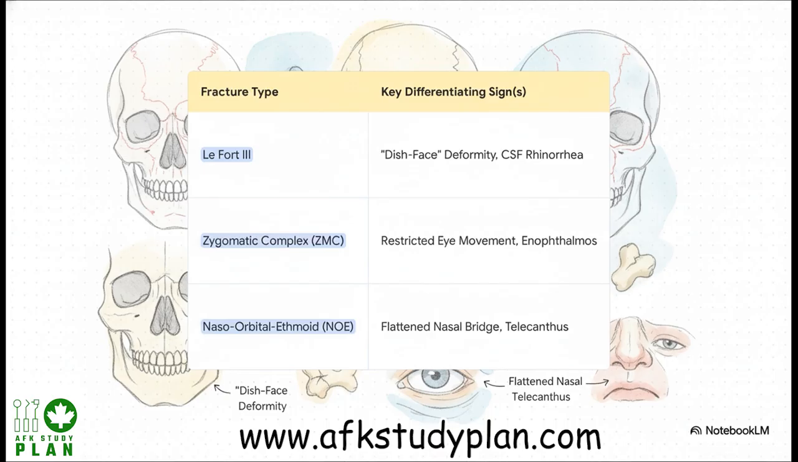For a zygomatic complex fracture, or ZMC, the telltale signs are all orbital. They're about the eye. Look for restricted eye movement, especially when the patient tries to look up, and enophthalmos, where the eyeball itself looks like it's sunk back into the socket. Now, for a naso-orbital ethmoid fracture, or NOE, the signs are right in the center of the face: a flattened nasal bridge and traumatic telecanthus, which is that increased distance between the inner corners of the eyes. These specific signs are your differentiators.